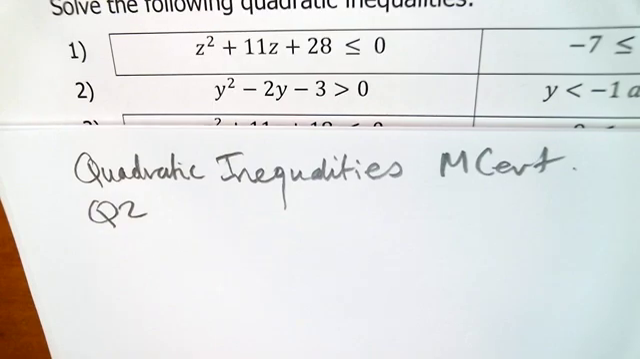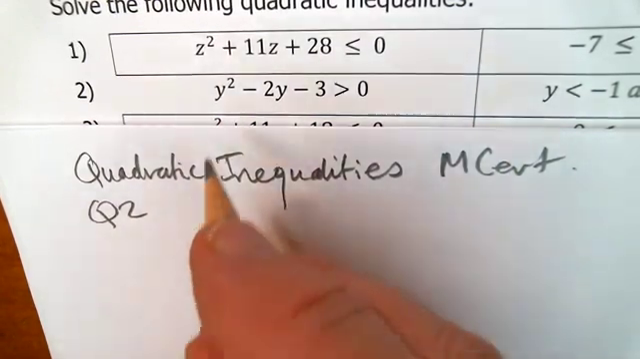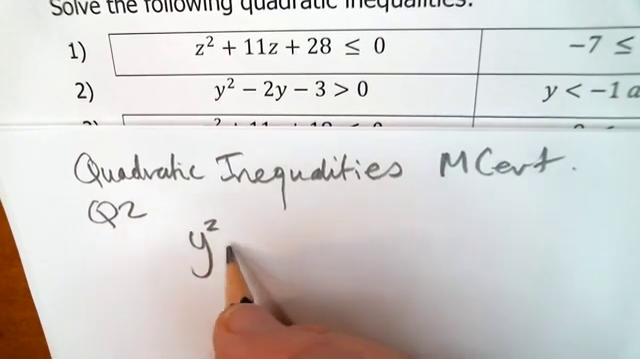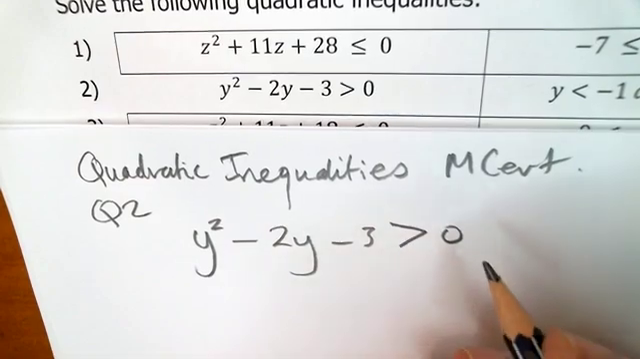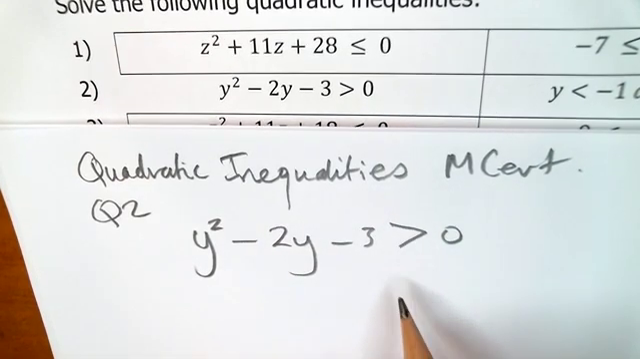Let's take a look at question 2. Here we go. So we've got a y squared. This time we're solving for y. 2y minus 3 is greater than 0 this time. So that means it's going to lie outside the two critical points.